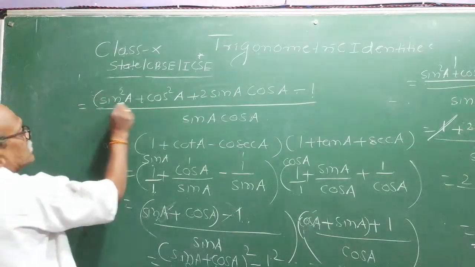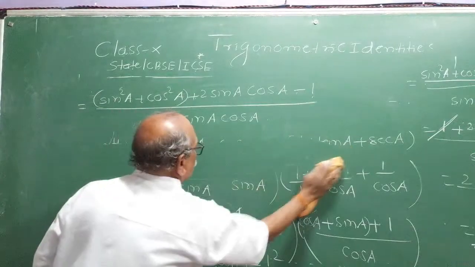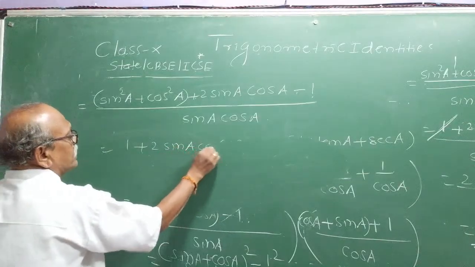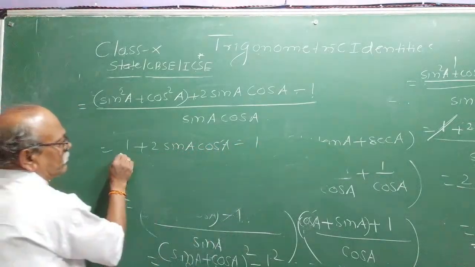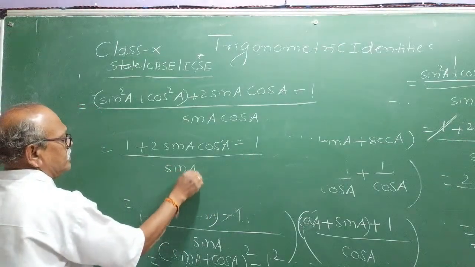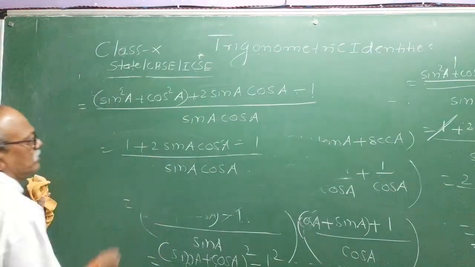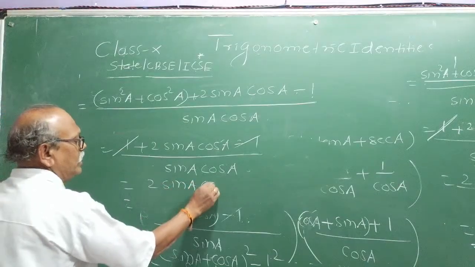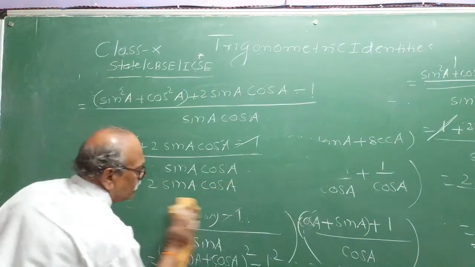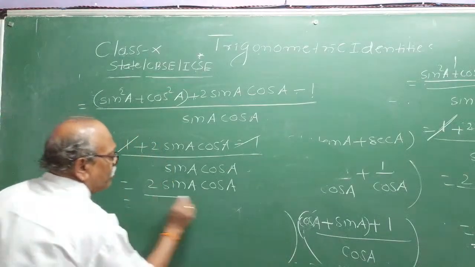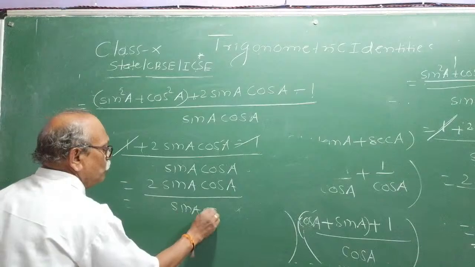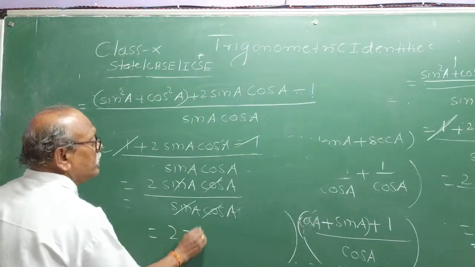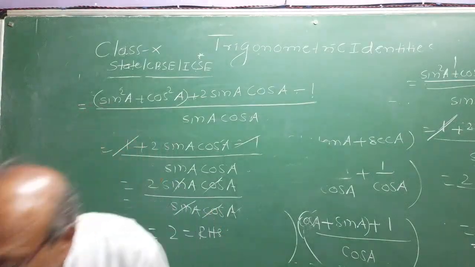Now observe what sin square A plus cos square A is. Sin square A plus cos square A is 1, plus 2 sin A into cos A minus 1. Right? You write the denominator as it is, that is sin A into cos A. Observe, plus 1 minus 1 cancels. You will get 2 sin A into cos A divided by sin A into cos A. Sin A cancels, cos A cancels. You will get 2, that is equal to RHS. Is it clear to you?